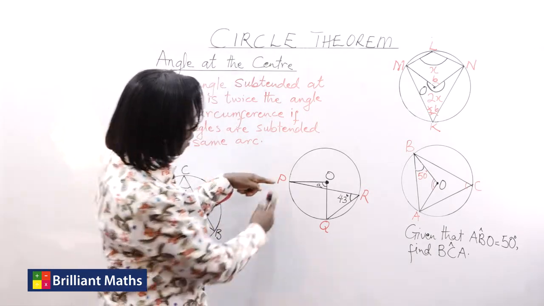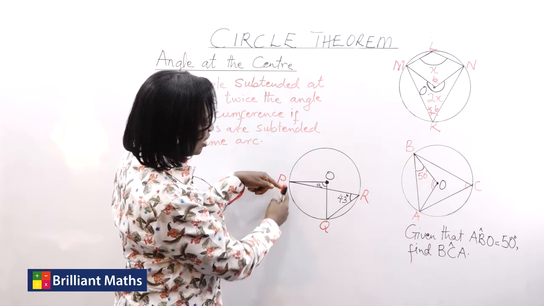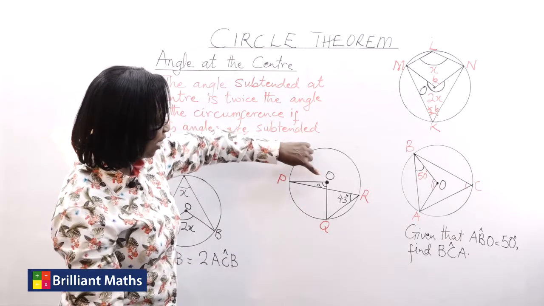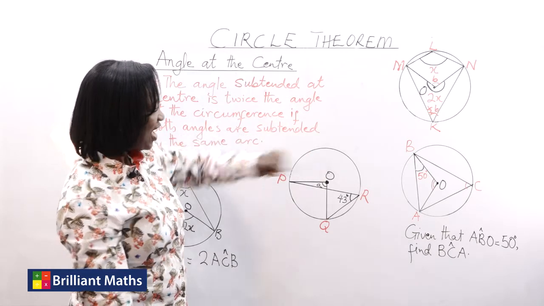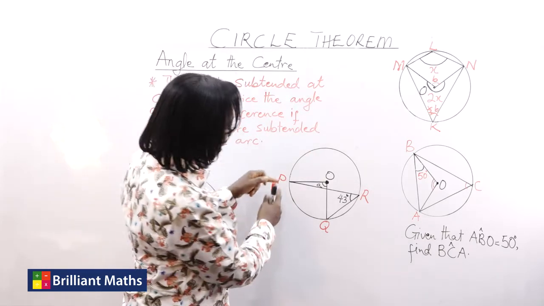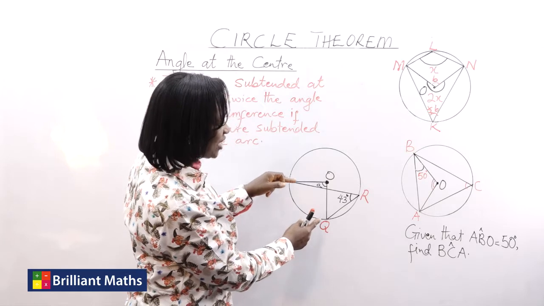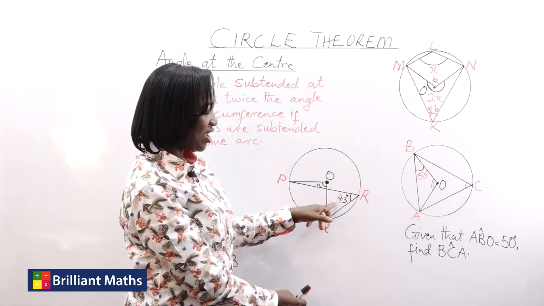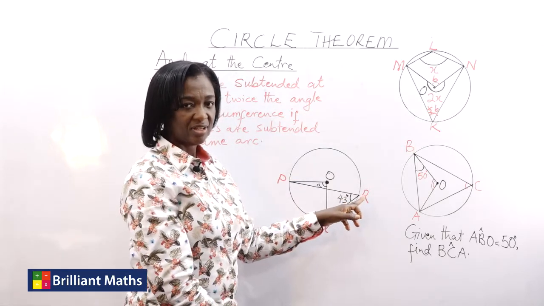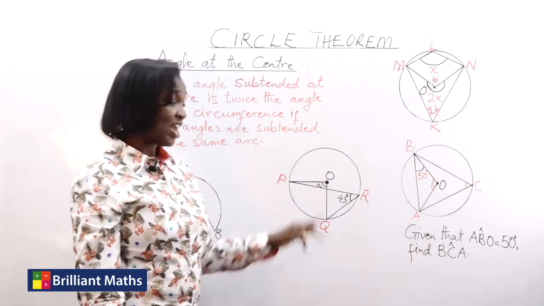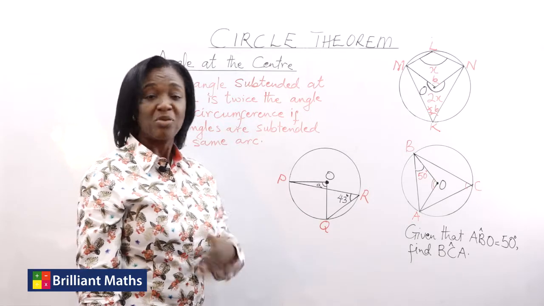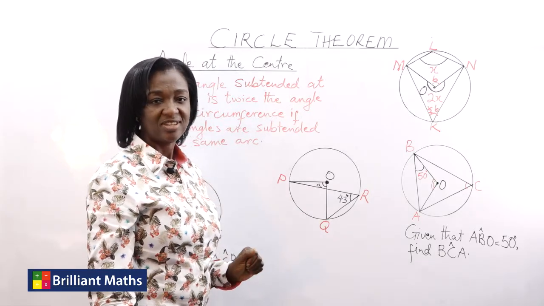We have the arc PQ. The arc PQ subtends angle A at the center. And then we know that the arc PQ also subtends angle 43 at the circumference. So what is the value of A? You can actually do this mentally without much calculation.